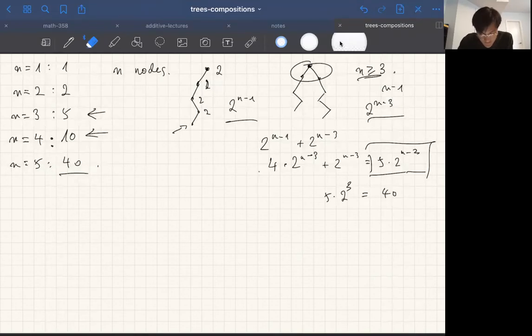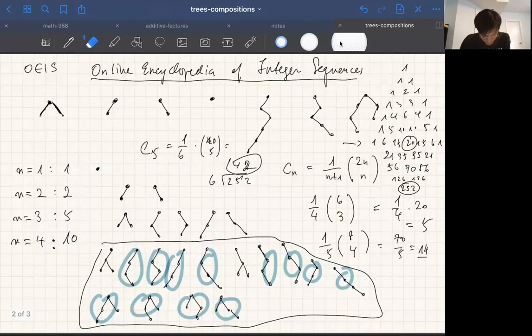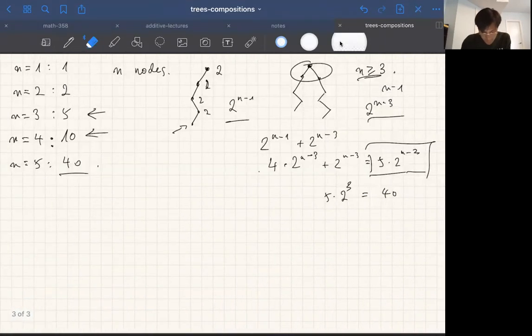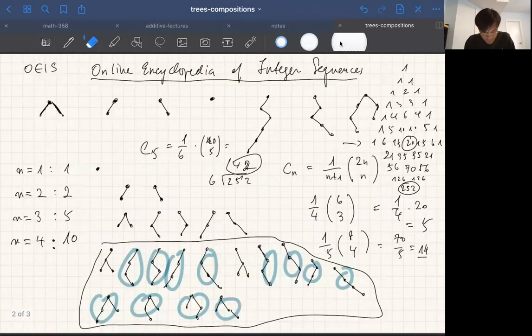So I believe, yeah, 2 to the n minus 1 seems right here. It's 2 to the n minus 1 ways of doing that. 2 to the n minus 3 seems right over here as well. 40 is definitely not correct here.